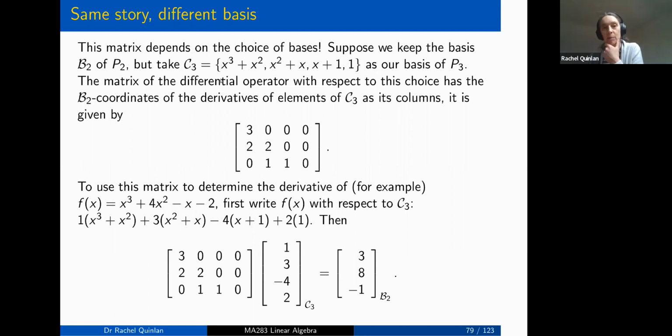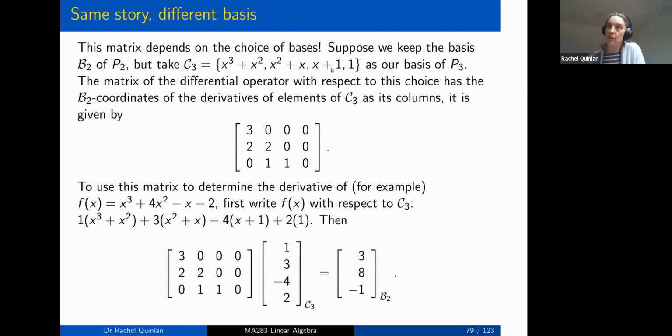Okay. x cubed plus x squared, when we differentiate that, we get 3x squared plus 2x. That's the vector whose coordinates with respect to B2 are 3 for x squared, 2 for x, plus 0 for 0 times the constant unit. Okay, so those would be the entries of the first column. Second case, x squared plus x, the derivative of that is 2x plus 1. Its coordinates with respect to the basis x squared, x, 1 are just 0, 2, 1. So here they are in the second column of this matrix.